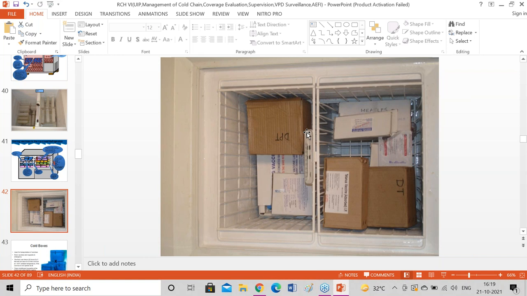This is how vaccines are stored. These are stored in proper baskets, and we have storage according to their heat sensitivity.